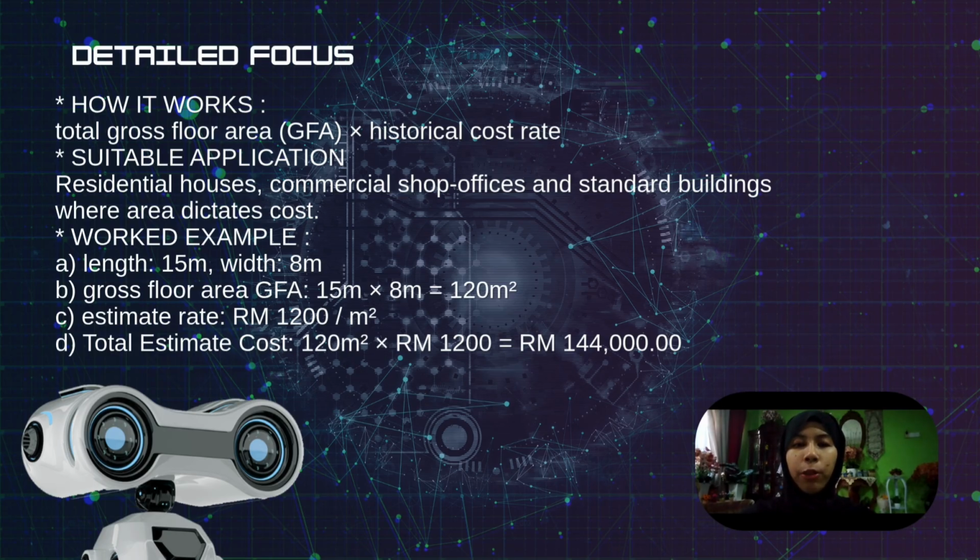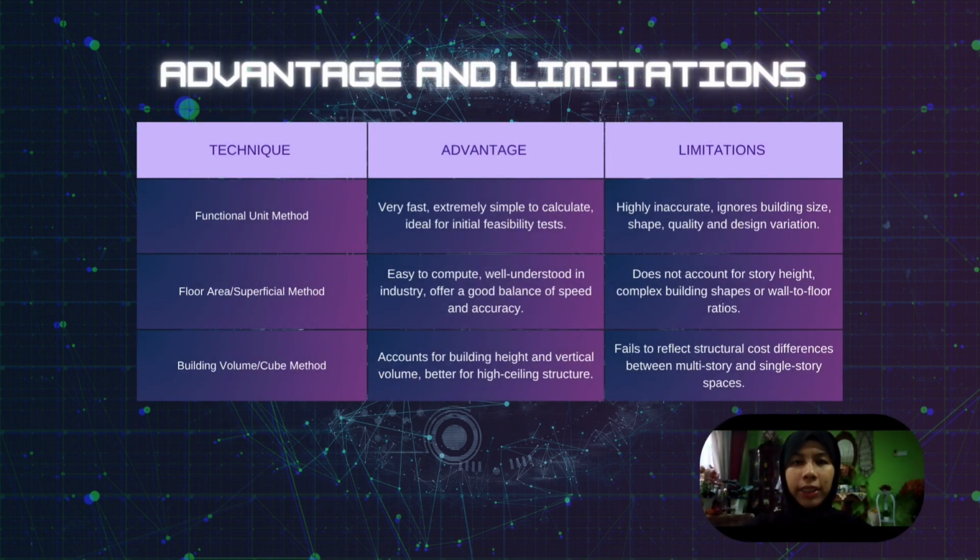While approximate cost estimating techniques are essential at the early project stage, every method comes with its own set of advantages and limitations. The function unit method is quick and simple for a basic feasibility check, but it is highly inaccurate because it completely ignores building shape and material quality.